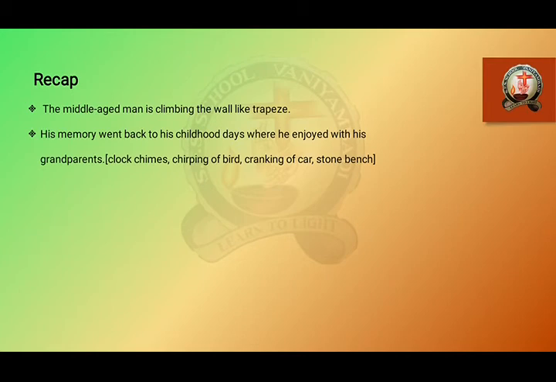On sitting there on the stone bench, he closed his eyes and recollected all his childhood days where he enjoyed with his grandparents the sound of the piano, the clock, the bird, the car, and the stone bench. The stone bench is the one where his grandmother used to take rest after pruning the plants, plants like roses and bougainvillea.